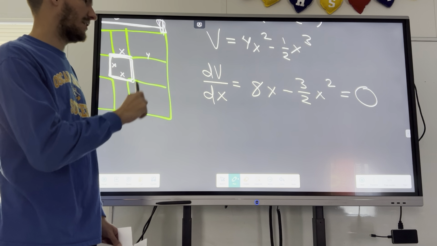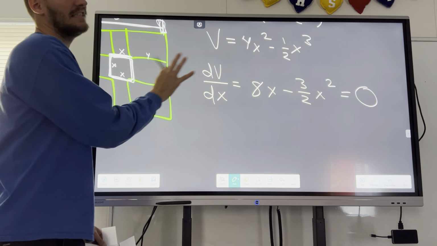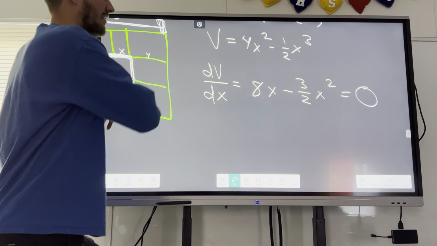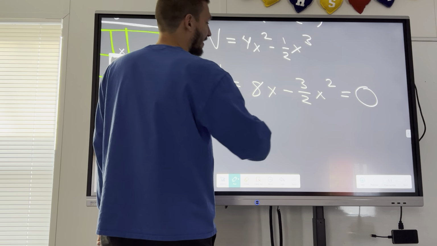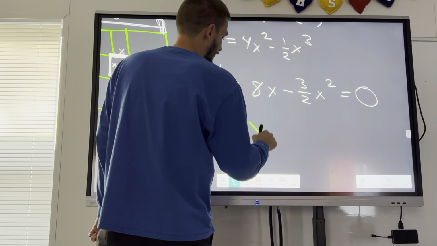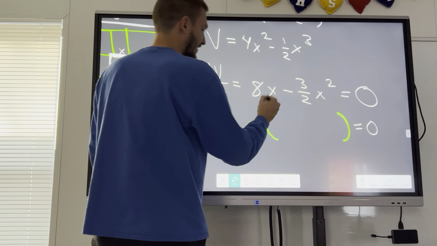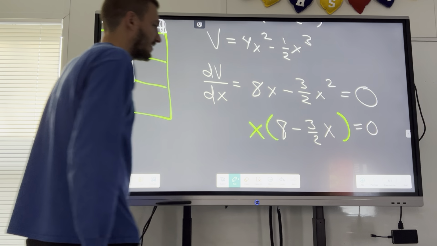I think we're gonna go GCF, right? There's no C term. We've only got those 2 terms. Everybody has an X. So let's just take out an X and then set our 2 things. So I'm gonna just GCF out an X. When I take away the X, I'm gonna have 8 minus 3/2 X.